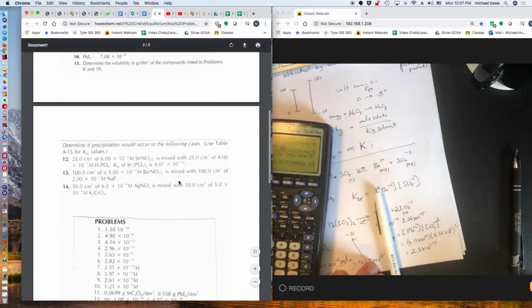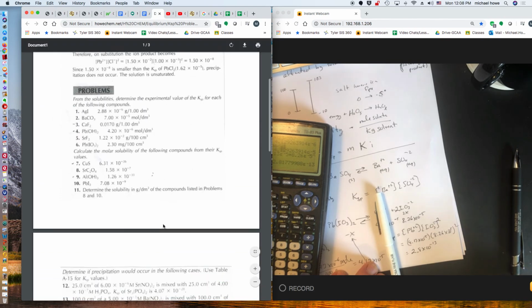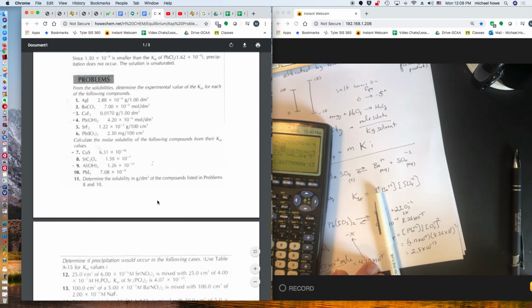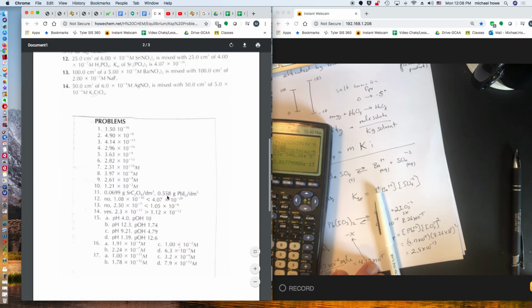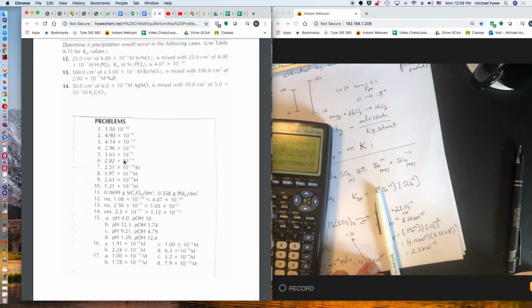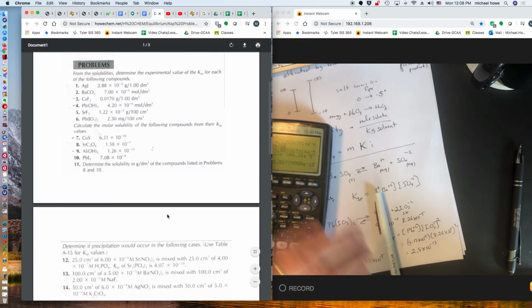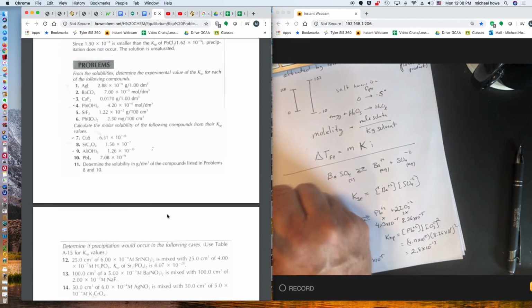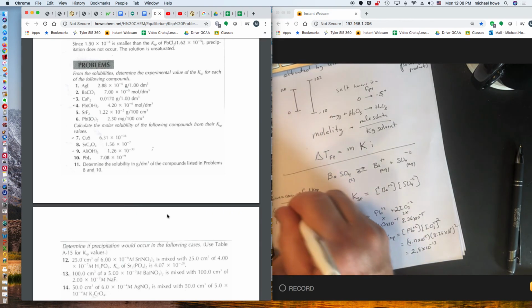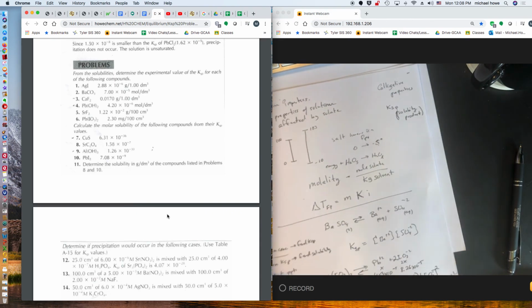Okay, then you'd come back down. This was question number 6. Look for 6. 2.8 times 10 to the negative 13th. So that's what we got. All right, so that's how you do these practice problems. We'll do one of the other kinds. So that was a given concentration, find KSP. Now we're going to, given KSP, find solubility.